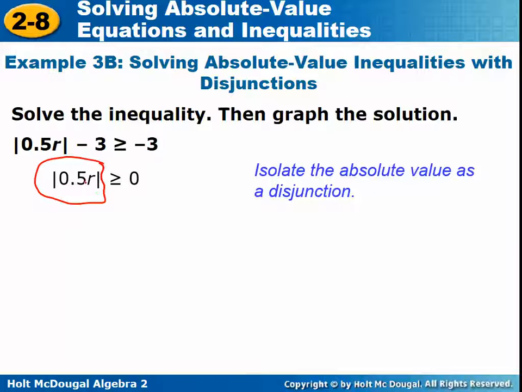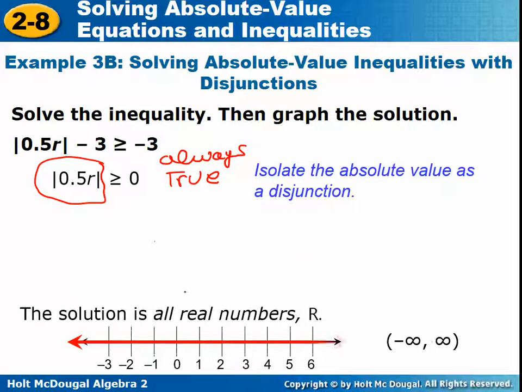It's always going to be 0 or greater than 0. The only way you'd get 0 is the absolute value of 0. But any negative number, you would take the absolute value of it and get a positive. It's always going to be a true statement, no matter what. It's always true. So you can then say that the solution is all real numbers.